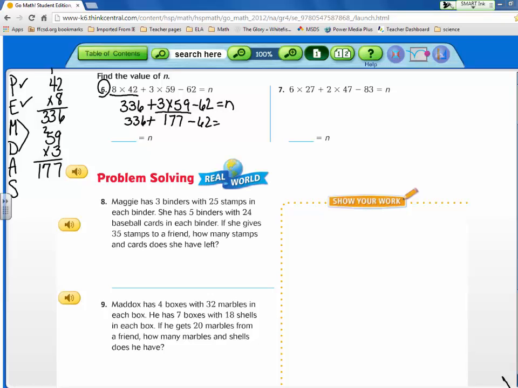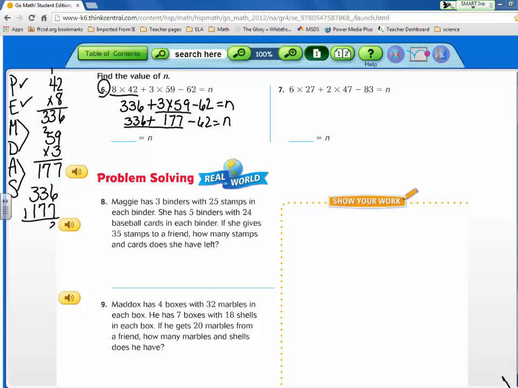Again, we ask ourselves, are there parentheses? No. Exponents? No. Multiplication or division? No. Now we have addition and subtraction. Since we have both, we work from left to right. So we solve this problem first. So we're going to have 336 plus 177.